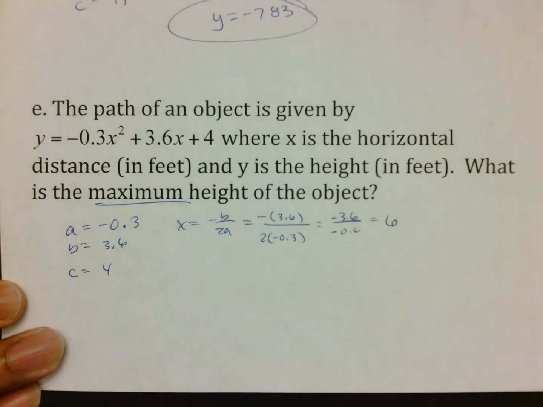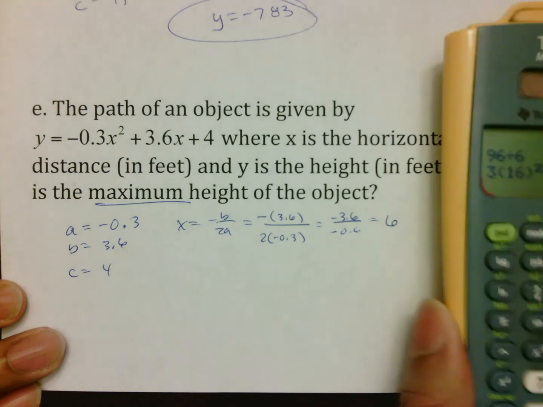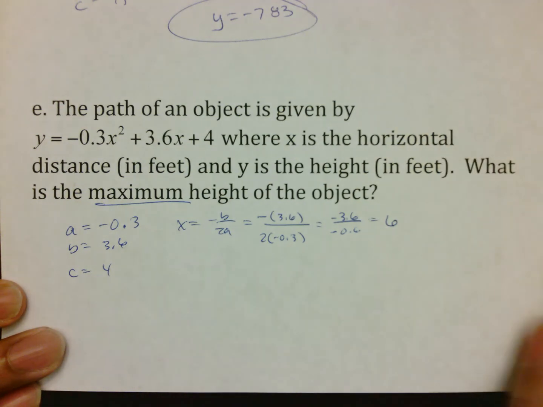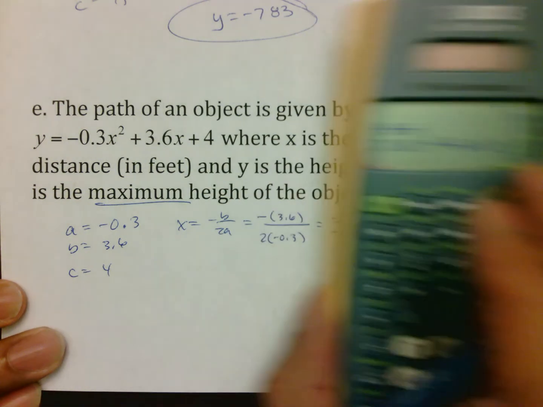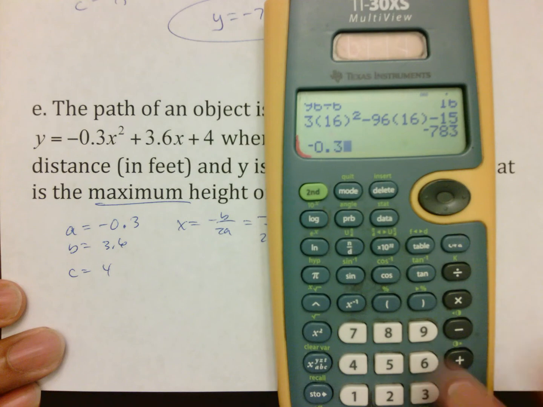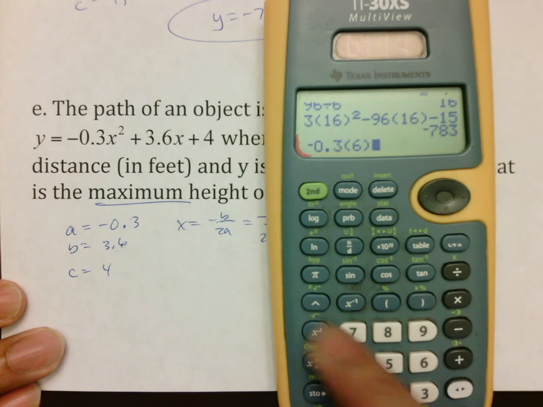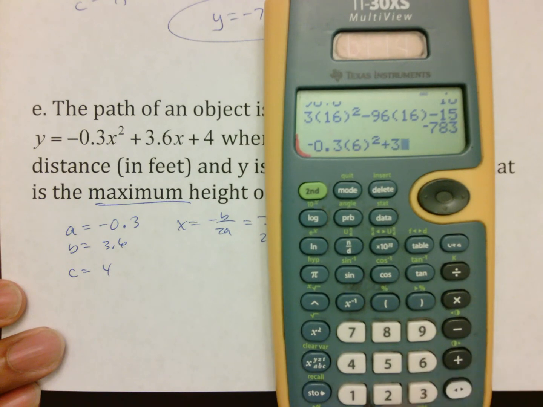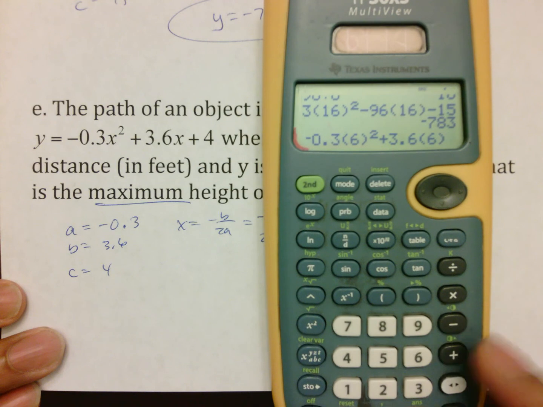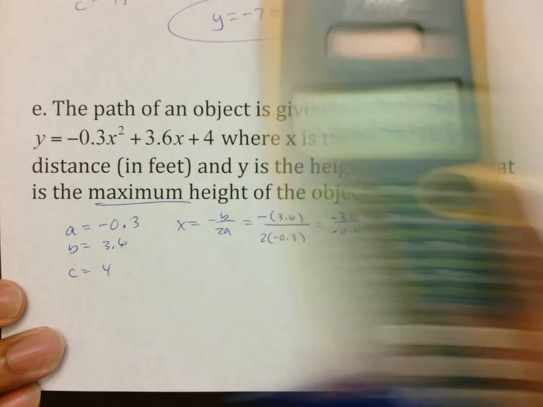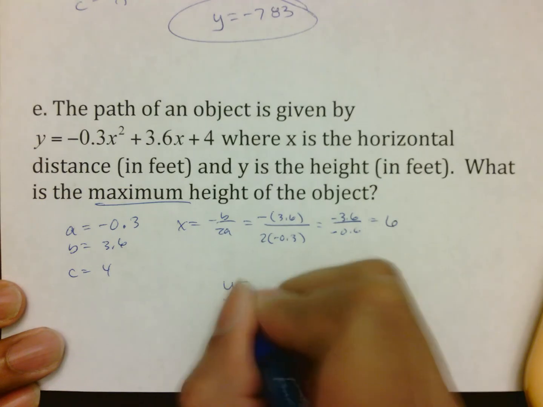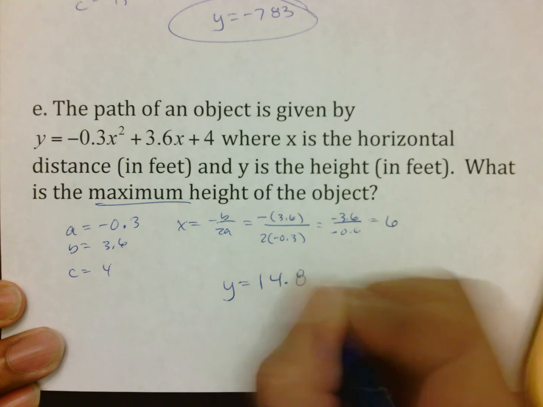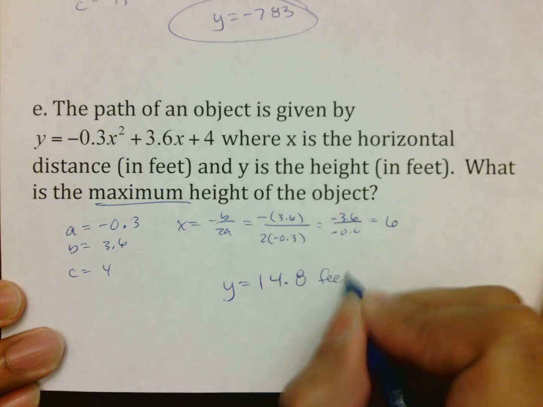That is not the maximum. Remember that the maximum is not the key x, it is the number that goes with y. So, because y is the height, we need to plug that back in. So negative 0.3 times 6 squared plus 3.6 times 6 plus 4 equals 14.8 feet.